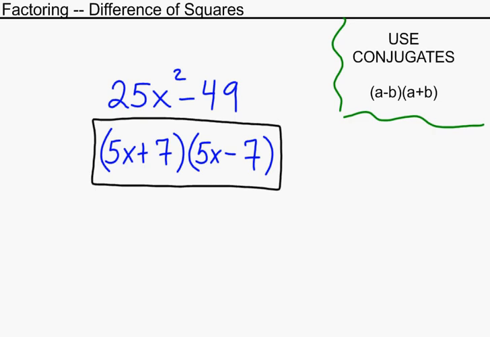So difference of squares relies solely on this idea of conjugates. It's not useful in all situations, but if we can use it in a very specific situation, it speeds us up a lot when we're factoring.